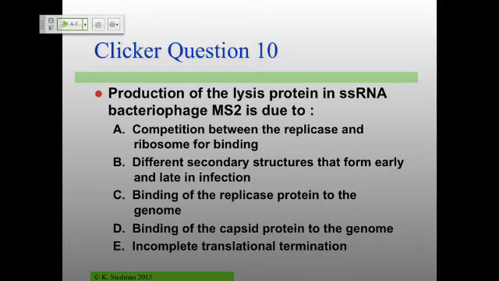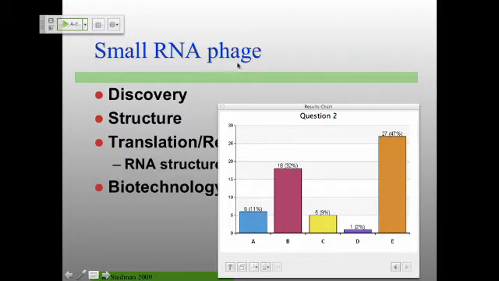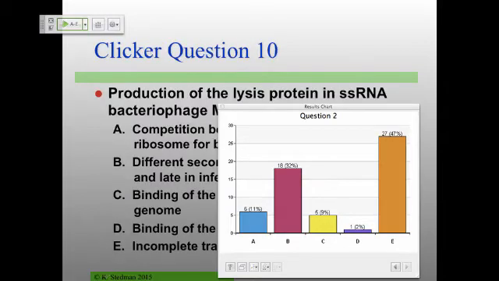So there seems to be considerably more difference of opinion on this one. Turns out that almost all of these are different ways that the different amounts of proteins are regulated in MS2, but the correct answer is incomplete translational termination, because it's the ribosome which is bouncing back and forth before dissociating from the RNA.